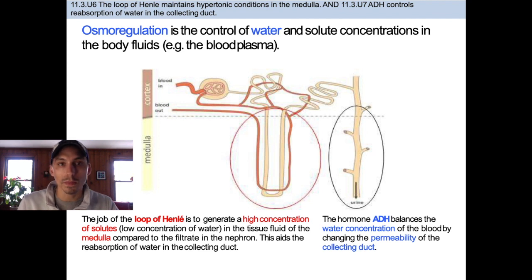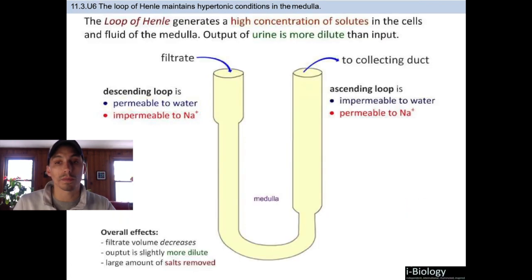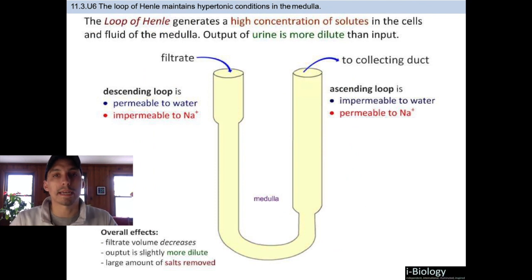I also do have some osmoregulation happening in the collecting tube as a result of just some final regulation, so making sure that the water concentration is proper, and that is directly impacted by the hormone ADH, which is anti-diuretic hormone. The loop of Henle generates a high concentration of solutes in the cells and fluid of the medulla. So how does that happen?